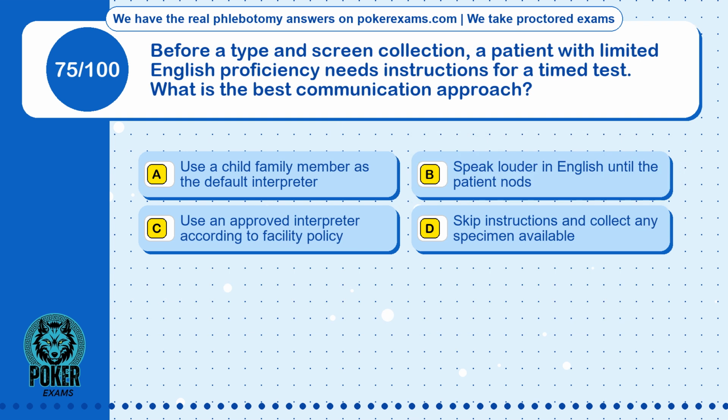Question 75. Before a type and screen collection, a patient with limited English proficiency needs instructions for a timed test. What is the best communication approach? Option A, use a child family member as the default interpreter. Option B, speak louder in English until the patient nods. Option C, use an approved interpreter according to facility policy. Option D, skip instructions and collect any specimen available.